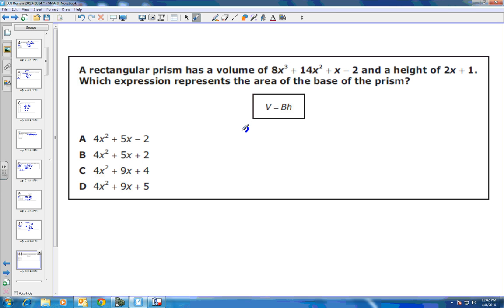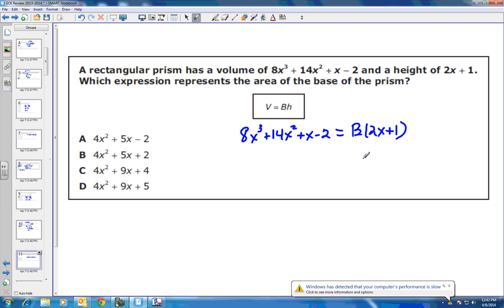So here's what we have. 8x cubed plus 14x squared plus x minus 2 equals b times 2x plus 1. And I have to solve for b. Well, to solve for b, what would I have to do? Okay, and I would get rid of that by dividing. So I'm going to have to divide. So I either have to use long division, or can we use synthetic division on this one? We can, but we kind of had special rules for this one.